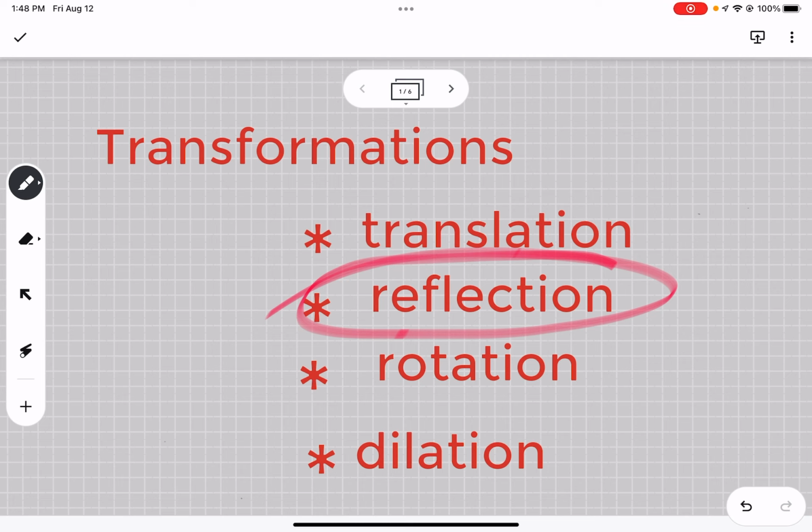Today's video is about reflection. It's part 2 of transformations. The first one was involving translation, and then there was a prequel type video going over the applets, GeoGebra, and from Open Up Resources.